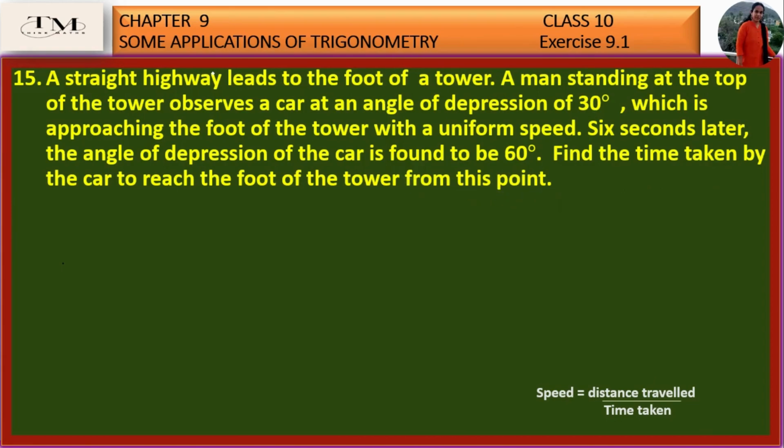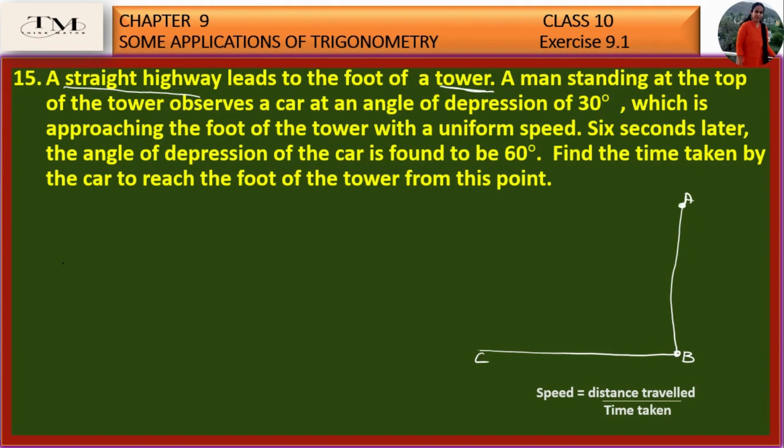What is given here? A straight highway leads to the foot of the tower. So there is a tower and a highway. The highway leads to the foot of the tower. So if AB is the tower, B is the foot of the tower, and BC is the highway, it leads to the foot of the tower.